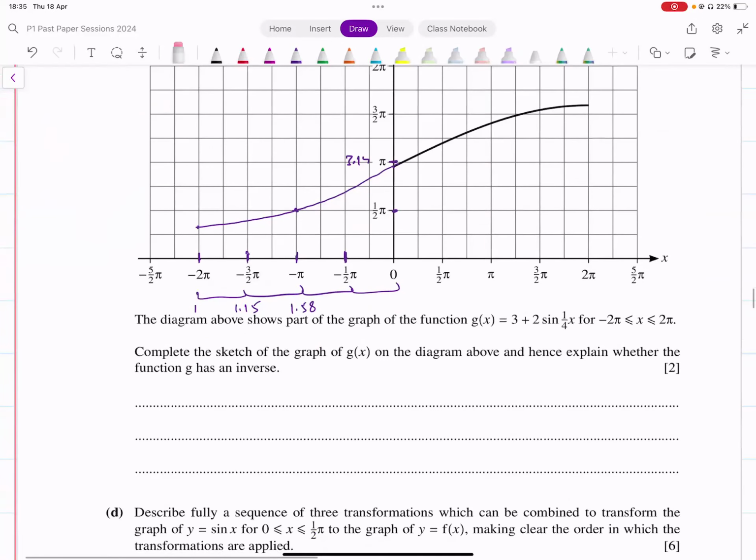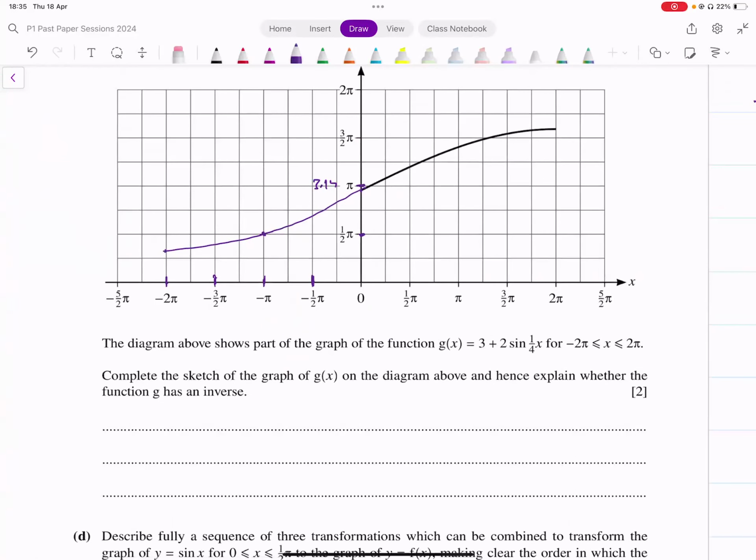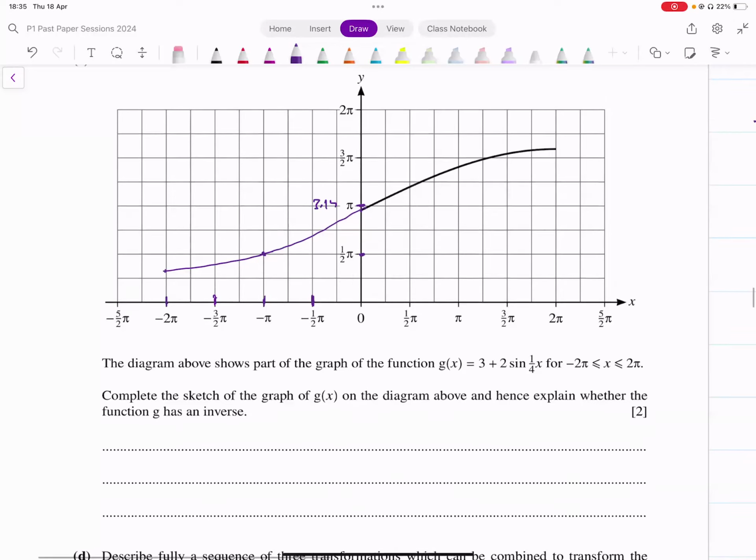Okay, now that took time because I input the wrong function in my calculator. Now you need to explain whether G has an inverse.